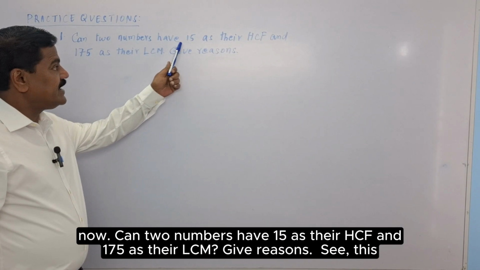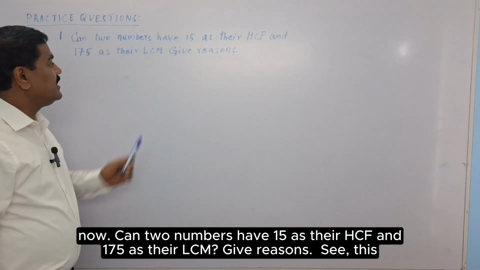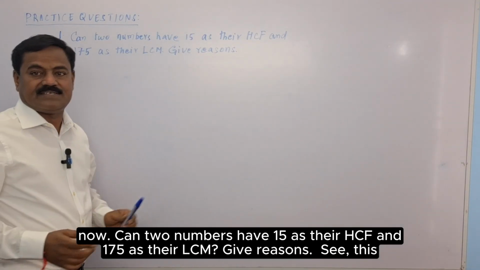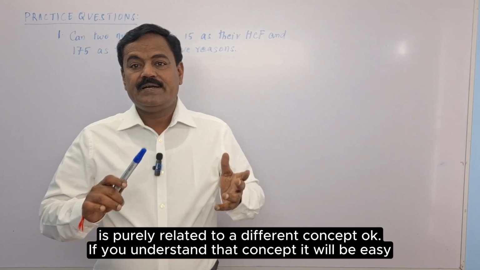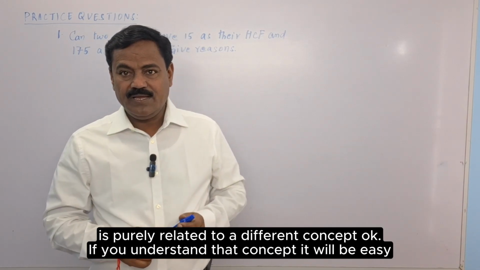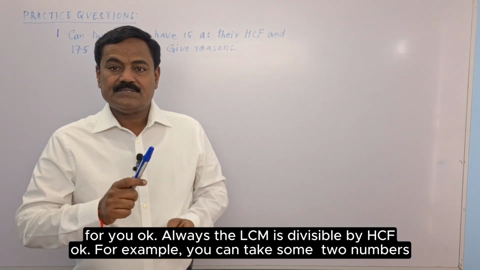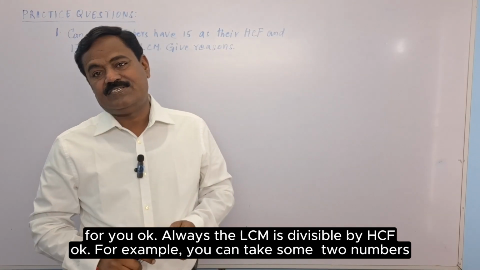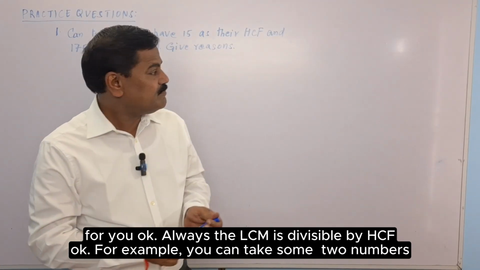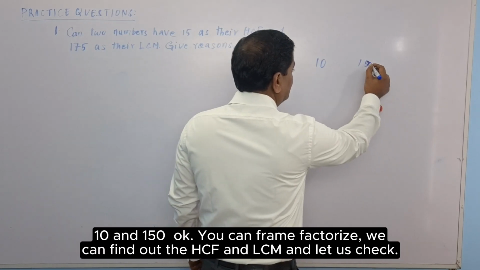Can two numbers have 15 as their HCF and 175 as their LCM? Give reasons. This is purely related to a different concept, and if you understand that concept, it will be easy for you. The LCM is always divisible by the HCF. For example, you can take two numbers, 10 and 150.